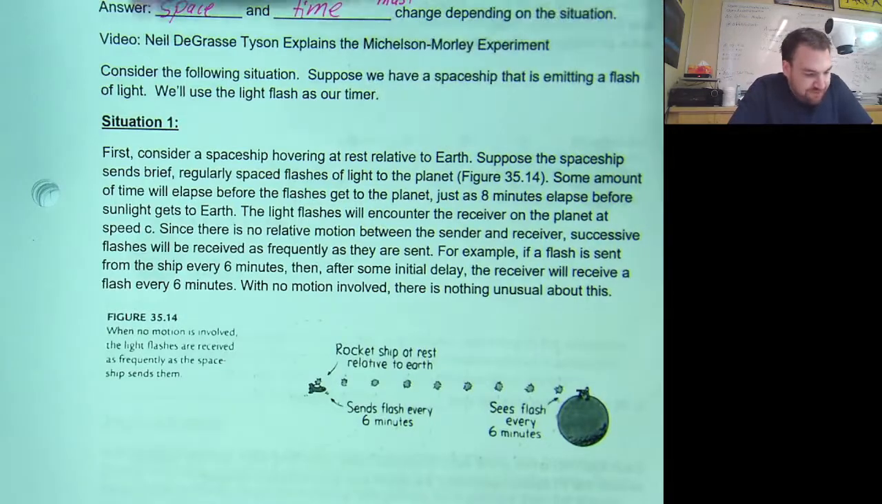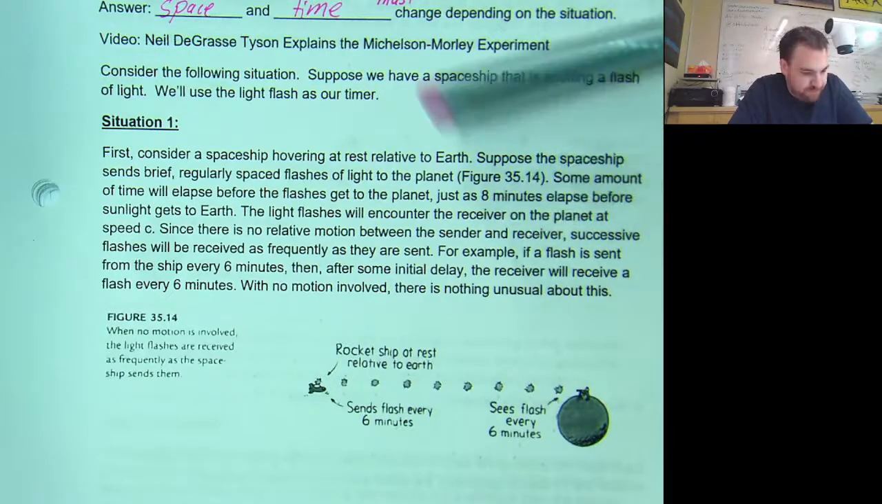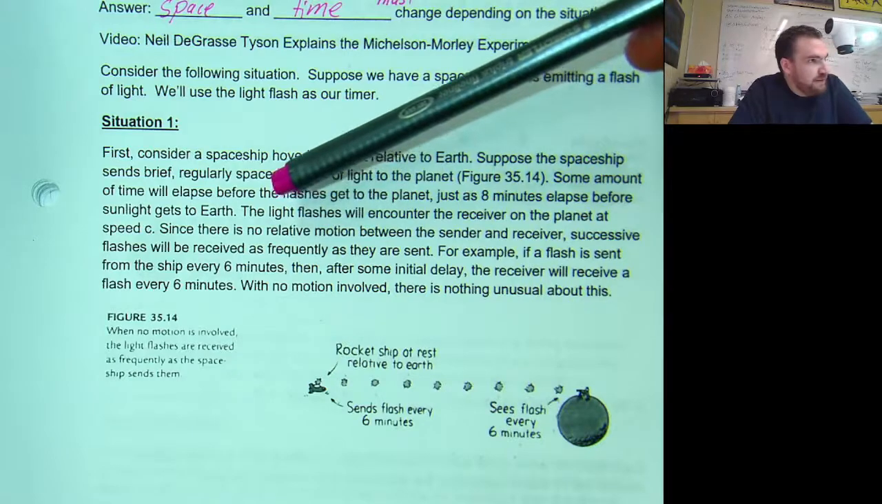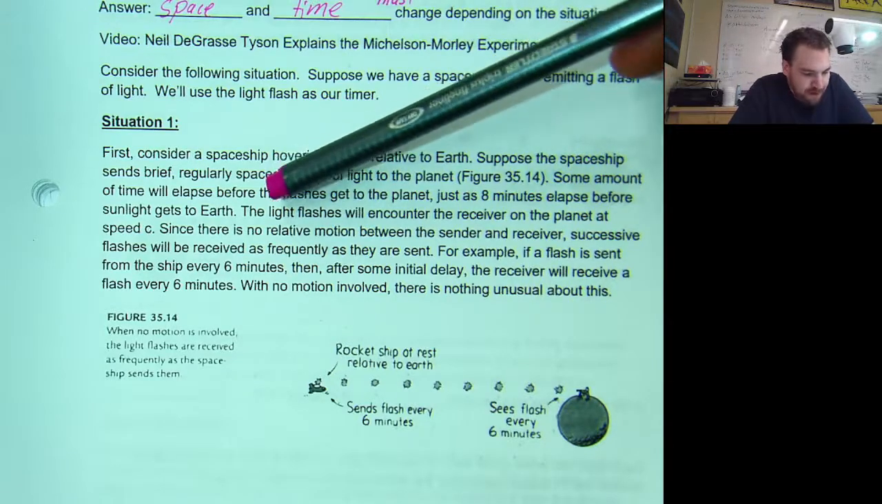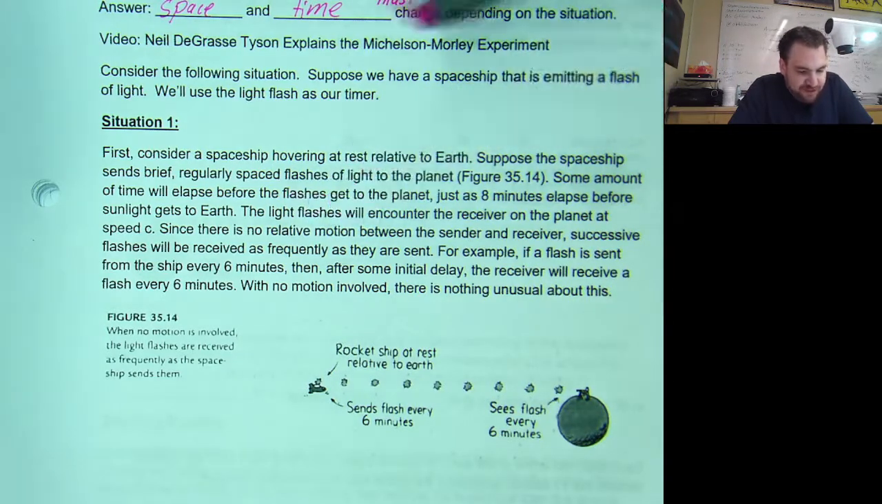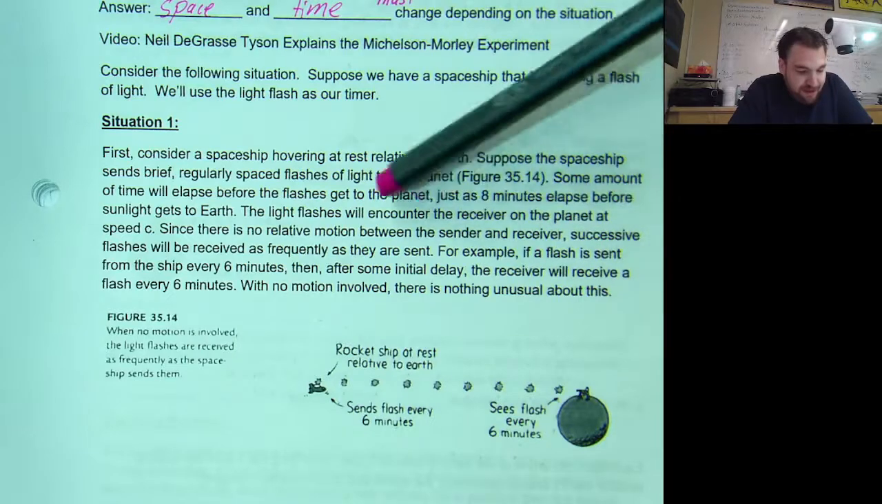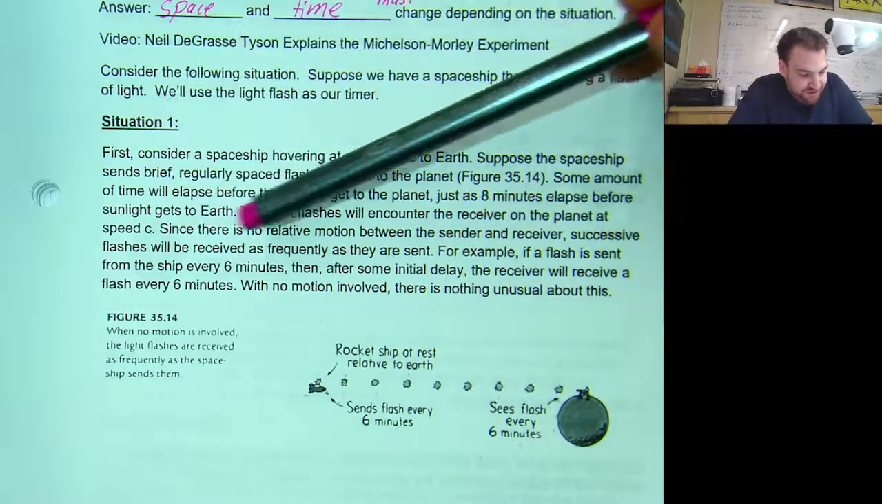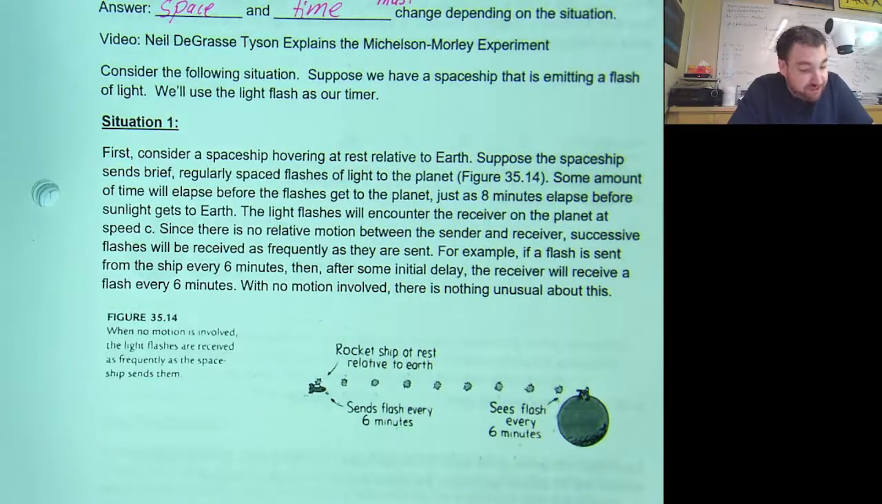Some amount of time will elapse before the flashes get to the planet, just as 8 minutes elapse before sunlight gets to the Earth. You guys know that? Light takes 8 minutes to get here, so the sun will explode, and then 8 minutes later we'll feel it. Okay. The light flashes will encounter the receiver on the planet at speed c, since there is no relative motion between the sender and the receiver.